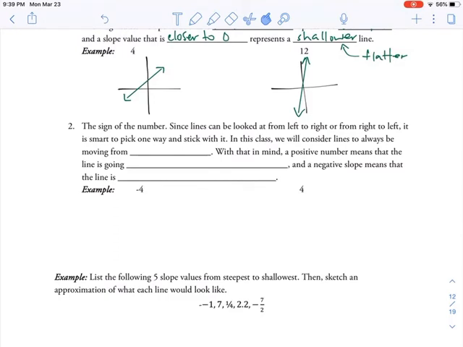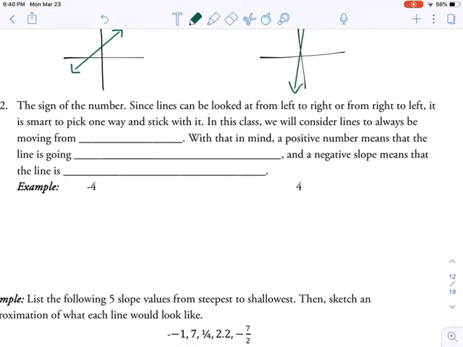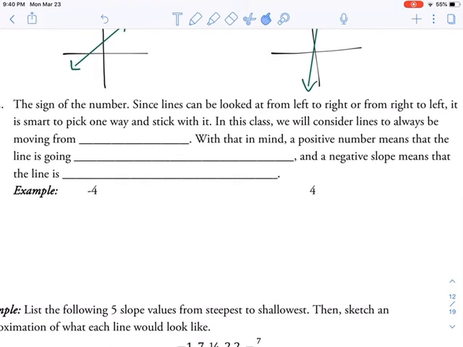This corresponds with what I was talking about on the last page about counting from left to right. Like I was saying, it's always smarter to count from left to right because that's how we read in English. And so, when we look at our slopes, I'm always going to count from left to right. And keeping that in mind, a positive slope value means that the line is going up and to the right. So it means it's increasing as we go to the right.